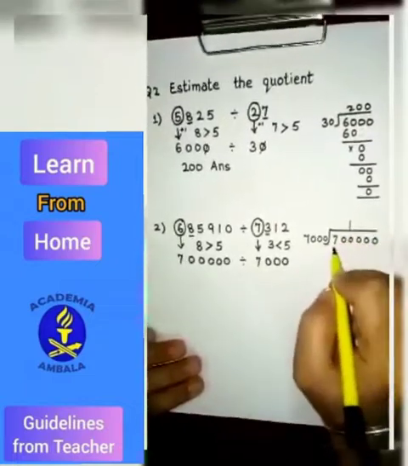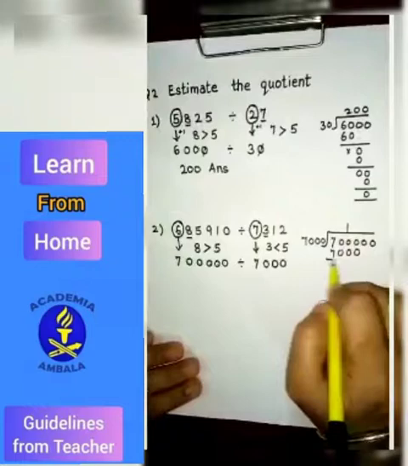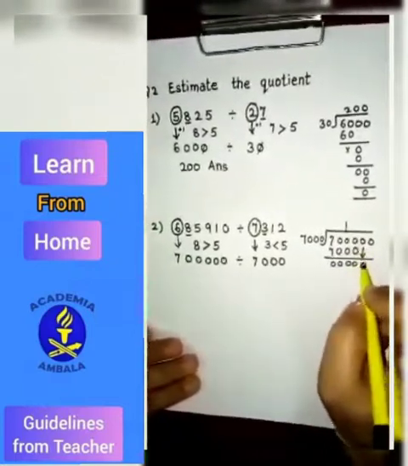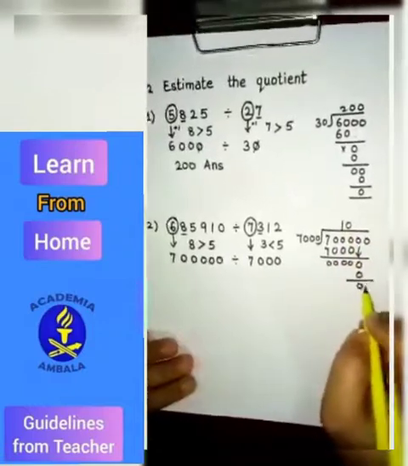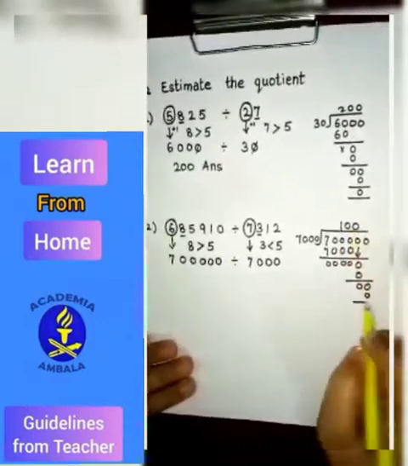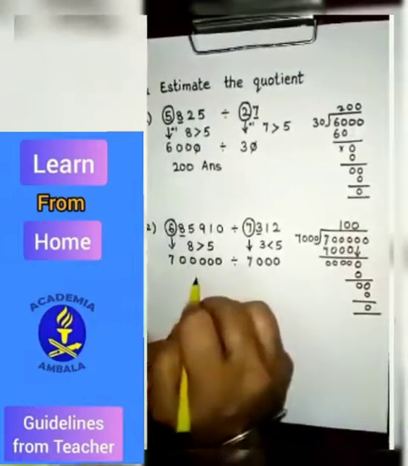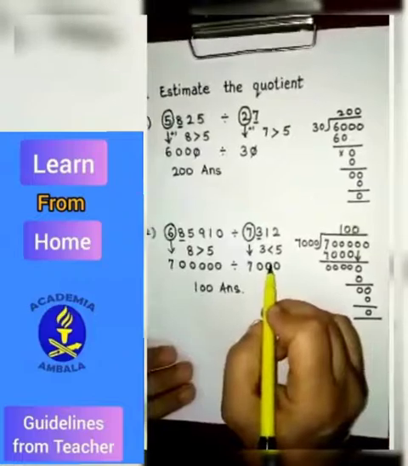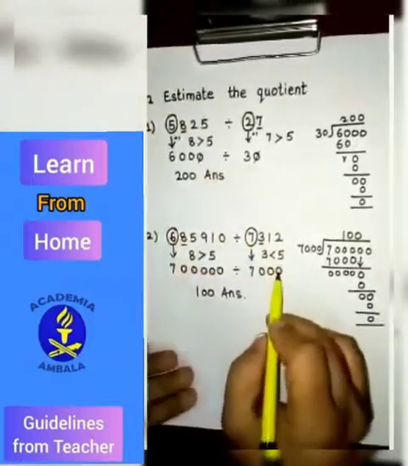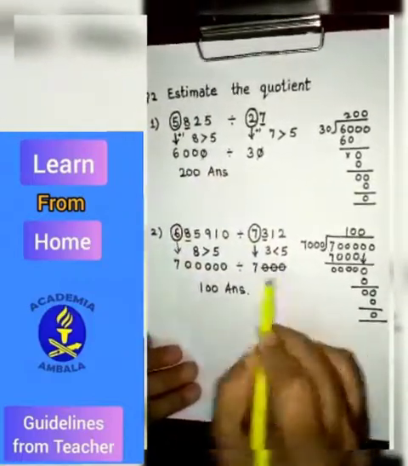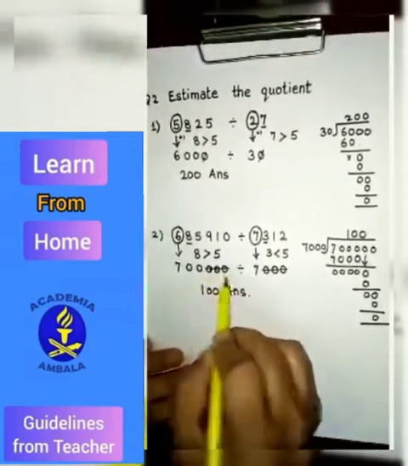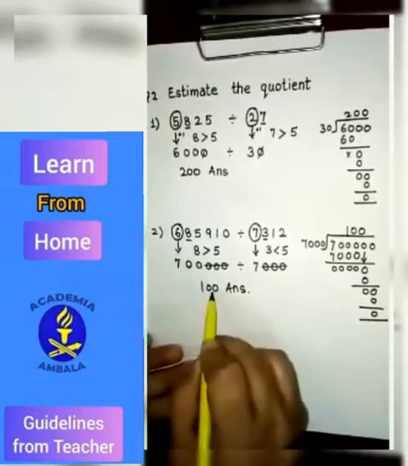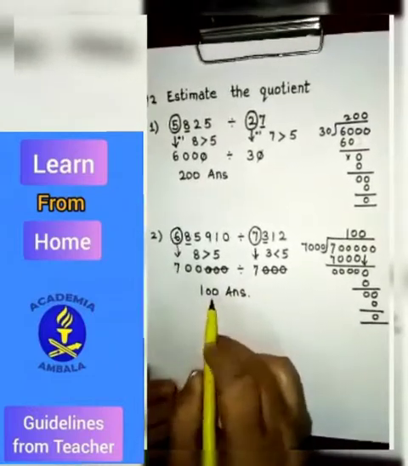So 7000 ones are 7000. And then you are getting 0 over here. This 0, 0, and the last 0 is 0. So the answer that you are going to get over here is 100. And another way of finding out the answer, as I have told you over here, you can count number of zeros. Here 3 and here again 3. So you are left with 700 divided by 7 and you can get the answer 100 easily.